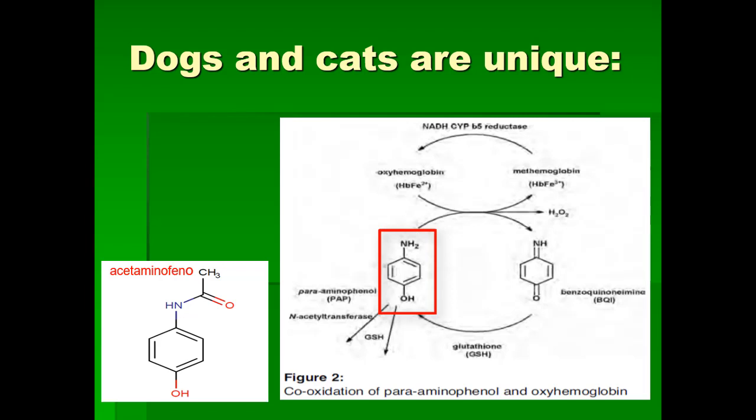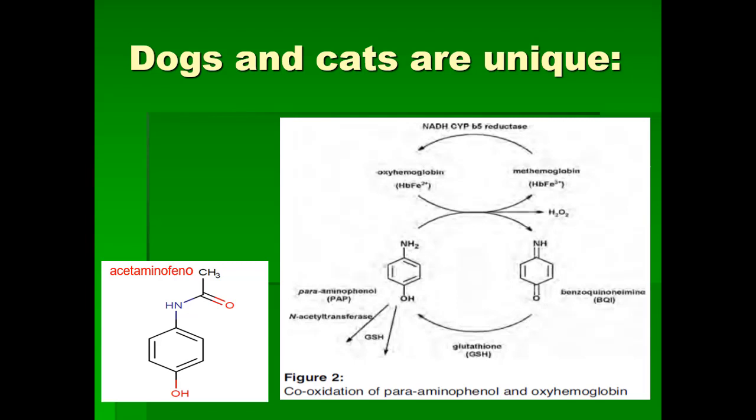This minor metabolite is also produced by deacetylation of acetaminophen in the liver and is then released to the bloodstream. And when it enters the red cells, most species have N-acetyl transferases that remove the paraminophenol from the redox cycling cascade.